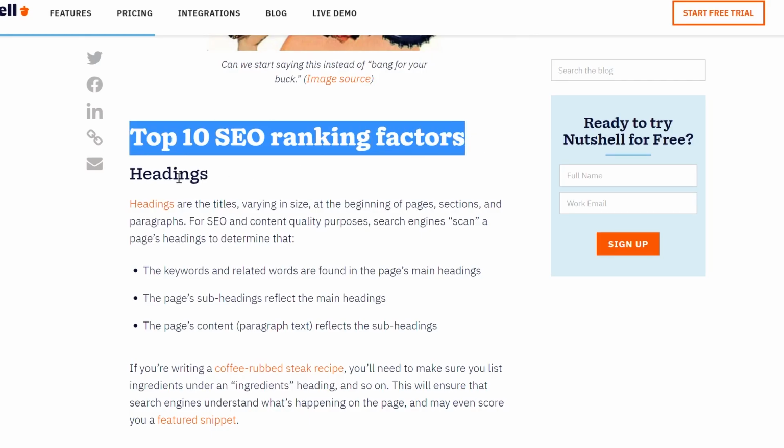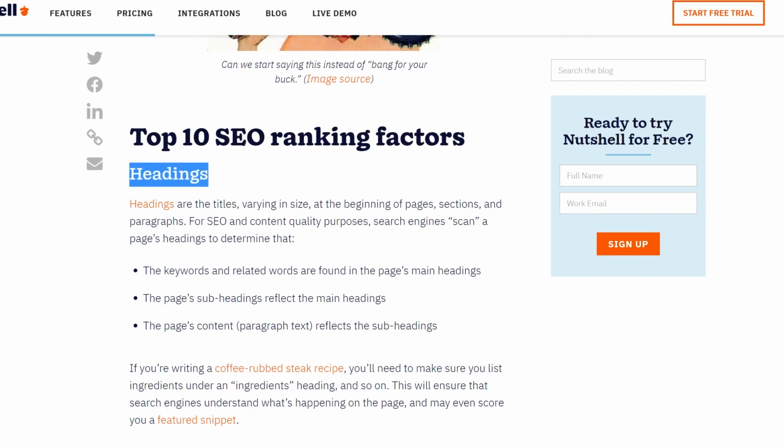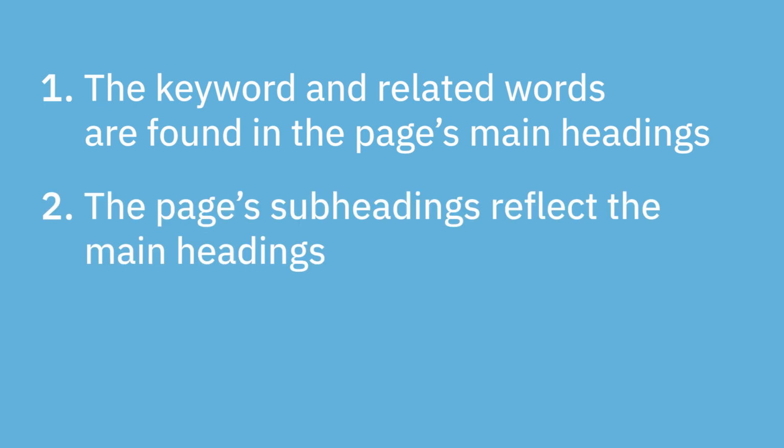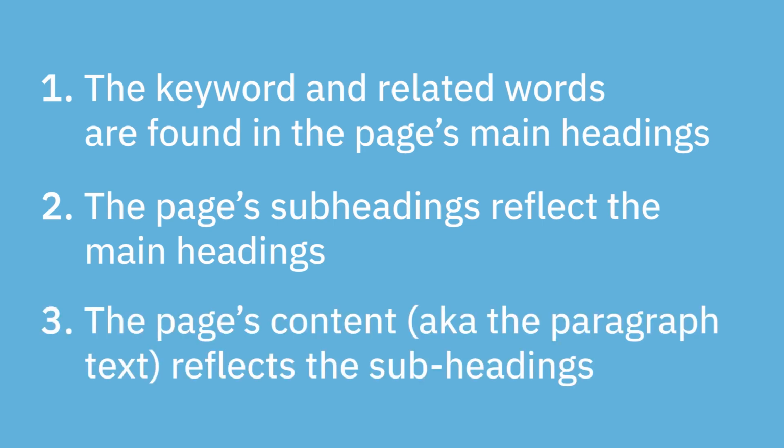Here's the top 10 SEO optimizations to make your content rank, starting with headings. Headings are the titles varying in size at the beginning of pages, sections, and paragraphs. For SEO and content quality purposes, search engines scan a page's headings to determine that 1. The keyword and related words are found in the page's main headings, 2. The page's subheadings reflect the main headings, and 3. The page's content, aka the paragraph text, reflects the subheadings, like a big ol' SEO tree. Basically what this means is that the headings should concisely follow the key phrase, and the paragraphs should broadly follow the key phrase and its related phrases.